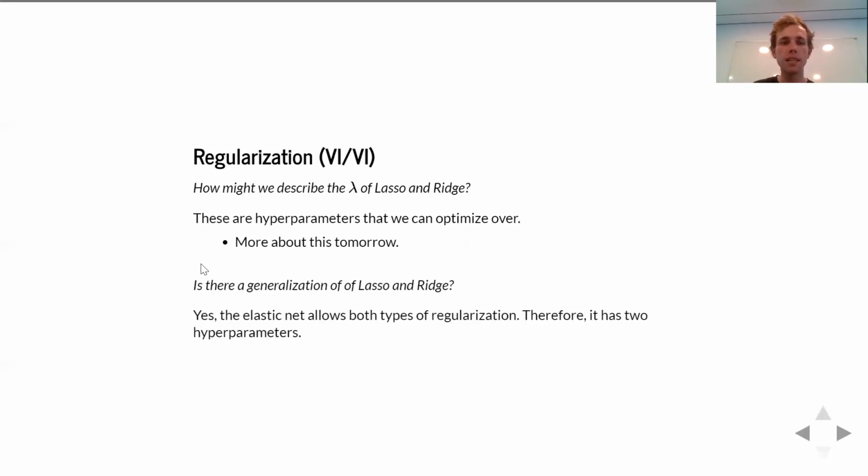We may also ask, is there a generalization of lasso and ridge? As I mentioned before, yes, there is. For instance, elastic net, which is basically just a combination of these two. So it allows both types of regularization, and it's fairly commonly applied. It is something that you will encounter a lot.